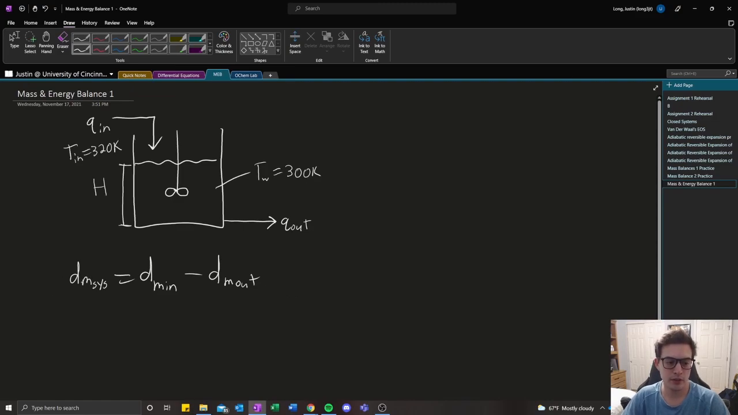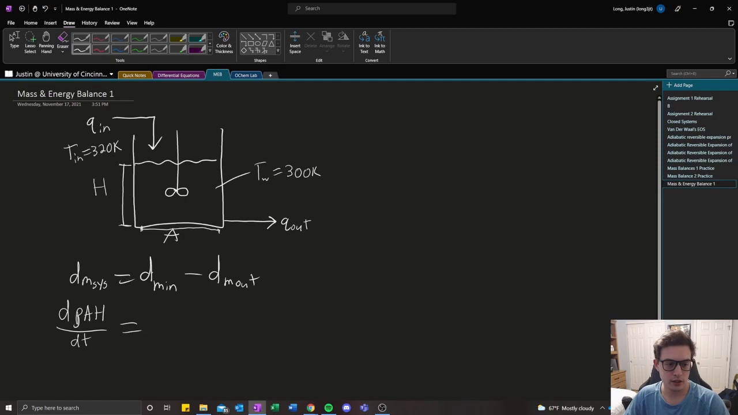But we see that we have a mass, and we know that mass is equal to the density times the volume. And we see that this tank, well, it's not spherical, it's a tank, so it has a cross-sectional area here. And we want to know how the height changes. So the change in the mass is really just the change in the density times the cross-sectional area times the height, with respect to time.